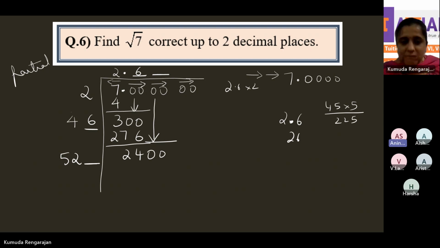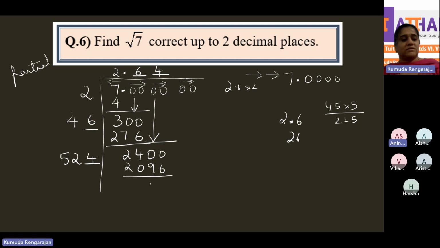Ma'am, it will be 524 into 4. What's the product? What is 524 into 4? 2096. Okay. And the difference? What is the difference? 304. Yeah, 304. We have one more pair to bring down.